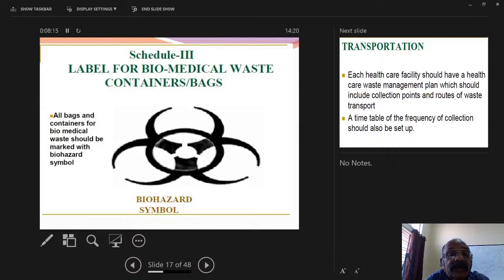Invariably it should be like this. All bags and containers for biomedical waste should be marked with biohazard symbols.